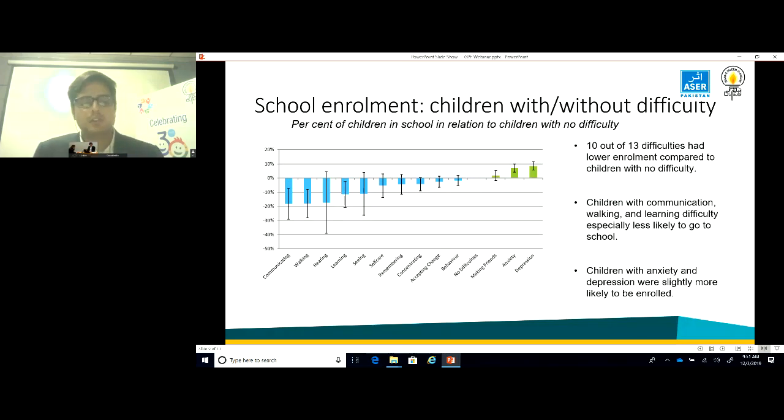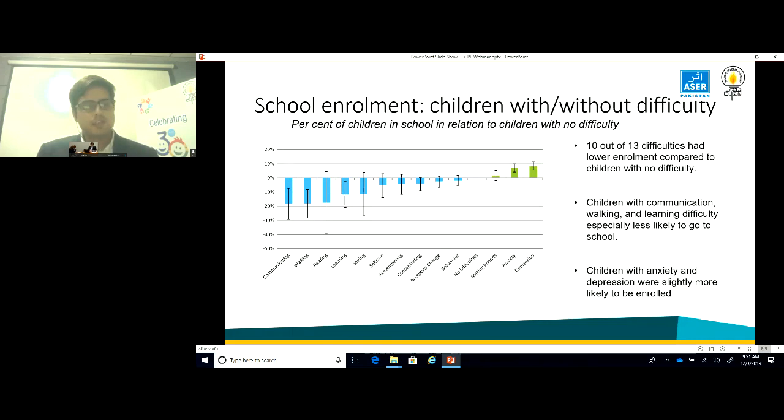In terms of statistically significant differences, we have found that children with moderate to severe level of difficulties in communicating or learning or walking are less likely to be enrolled in schools, while children with moderate to severe difficulties in anxiety or depression are more likely to be enrolled in school than children without any difficulty. So this is really interesting.